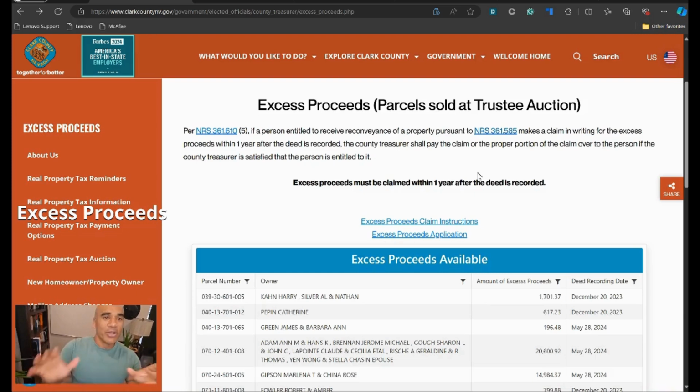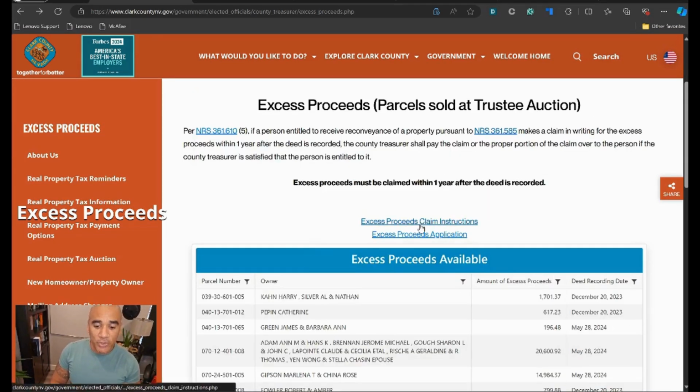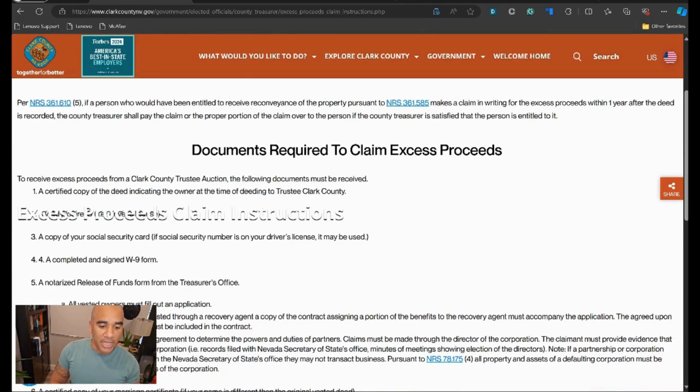So this right here is Clark County. I like them because they're very user friendly. They're the neighboring state to California, so I feel like they got it going on as far as being investigator friendly, if you will. What you do is you're going to click over here and then you have the claim instructions and the proceeds application. When you click the claim instructions right here, what's going to pop up is the instructions.